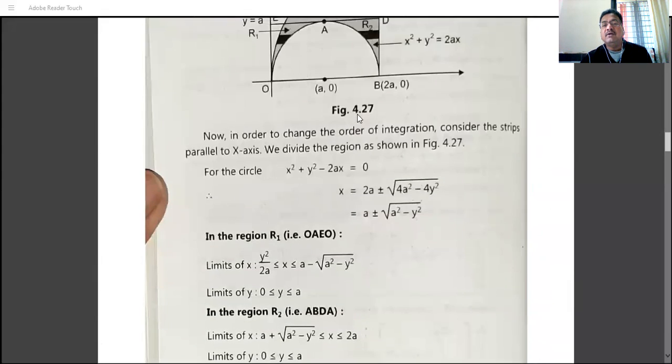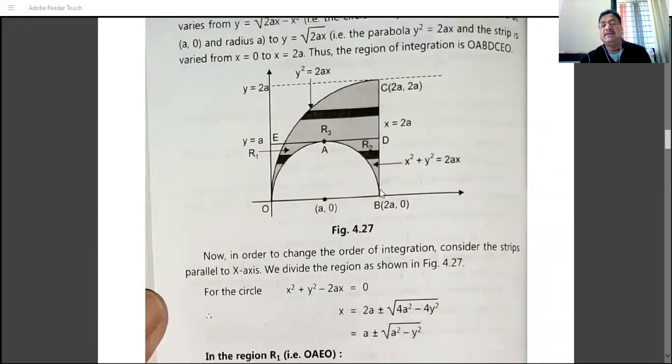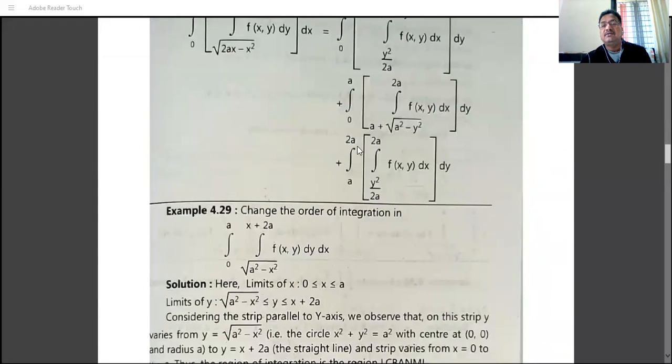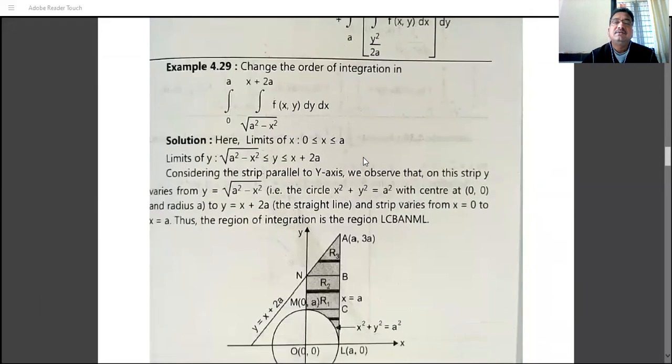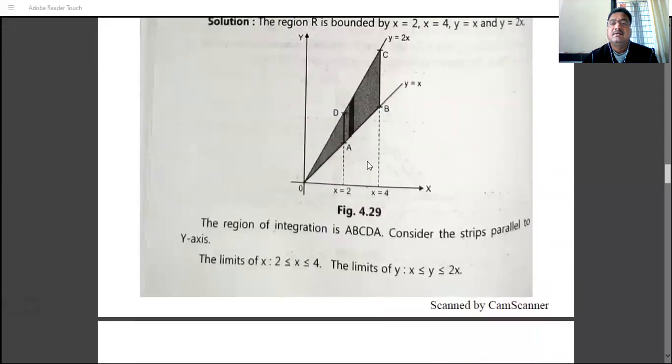And in order to cover this region R3, we have to move this strip from this point to this point. At this point y is a, and at this point y is 2a. So the limit is y equal to a to 2a. So this is the final answer. The same type of problem we will see in the next lecture.